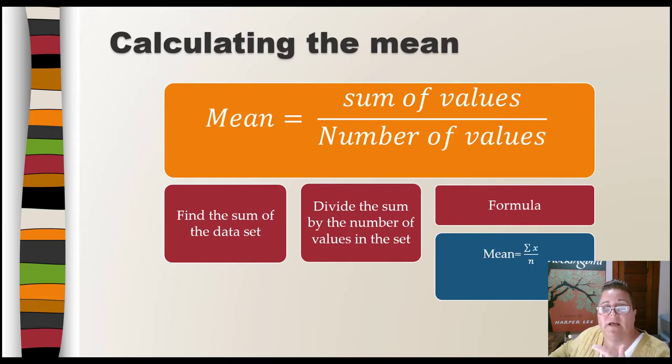Now, there's a formula, and that formula looks like what you see in the blue here. It's the mean is equal to, and you have that sort of E-looking thing. That's a Greek letter. It's called sigma, and that means the sum of. In this case, it's the sum of all the x's, where x is representing a single data point. So it is the sum of all data points, dividing it by n, where n represents the number of data points in the set.